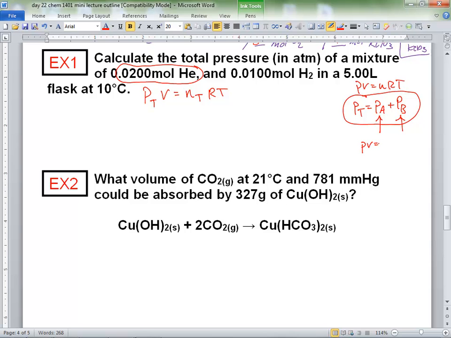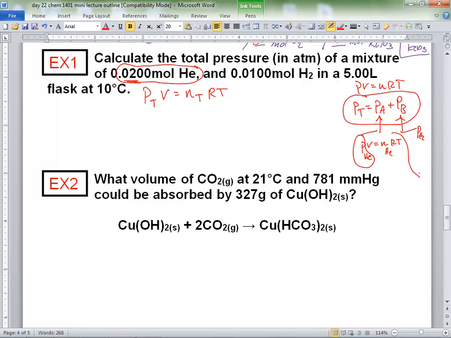So fine, PV equals nRT, partial pressure of helium, number of moles of helium. You can find the partial pressure of helium. Just plug in the volume, and they gave it to you, 5 liters. Plug in the number of moles of helium, 0.02. Gas constant, the temperature in Kelvin, and you'll get it. No big deal. Do the same for, what's the other? Hydrogen. So you have to do it twice. And then you can get it. It works. There's nothing wrong with it.